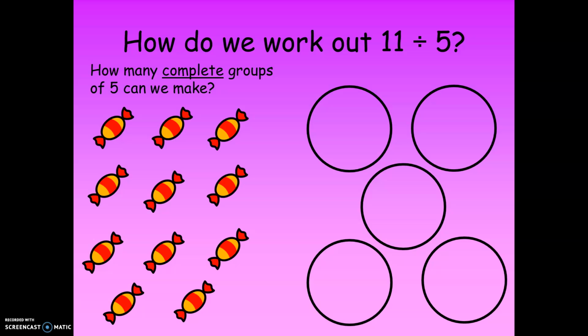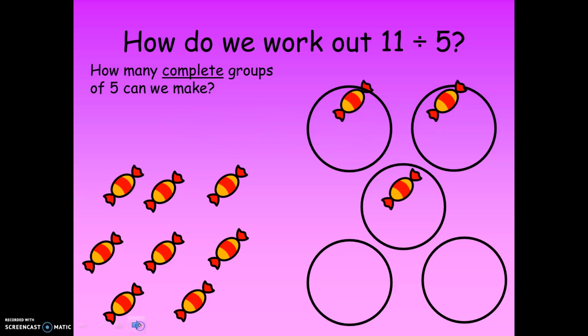Let's take another example. What if you have 11 candies and you want to distribute these 11 candies equally to 5 of your friends? You will draw 11 candies on one side of the picture and 5 circles representing the 5 friends. Let's do the first round of distribution. Each friend got 1 candy.